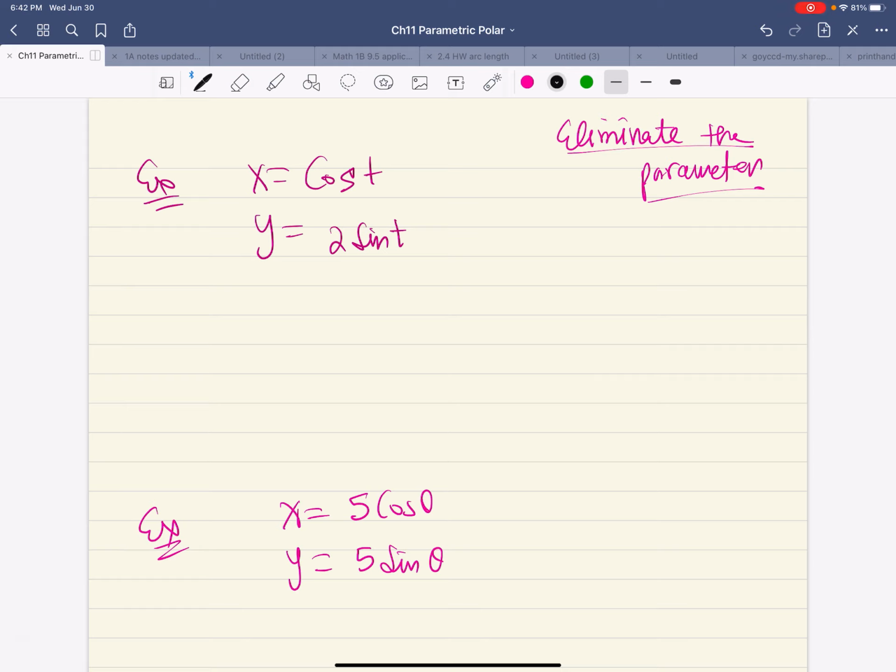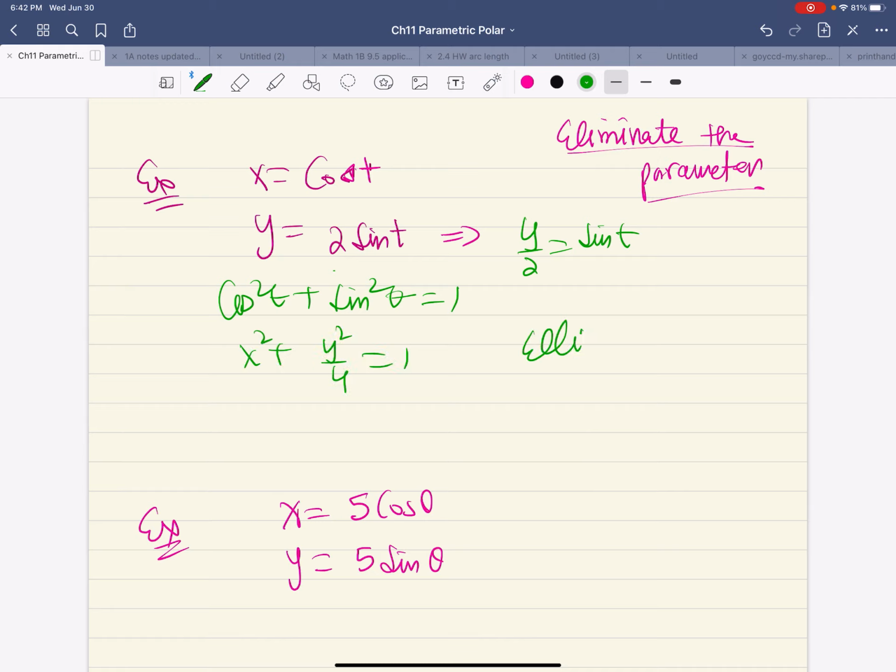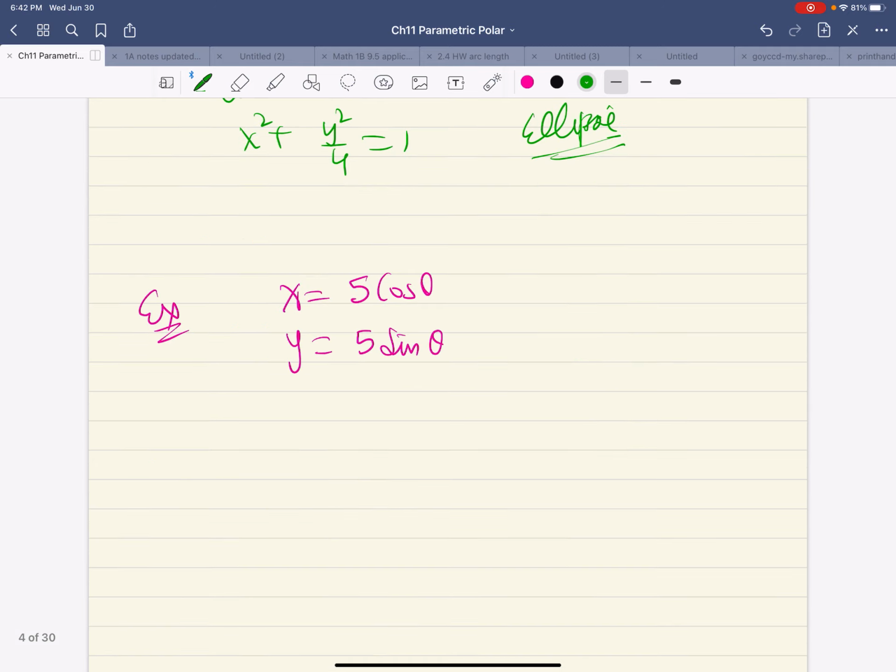Again, we are given x equals cos t, y equals 2 sine t. Let's see what kind of equation this is. I already have the x alone. That was cosine t. But y is not alone. So from here I can say y over 2 is equal to sine t. Cos squared t plus sine squared t is equal to 1. So x squared plus y squared over 4 is equal to 1, and that is again an ellipse.